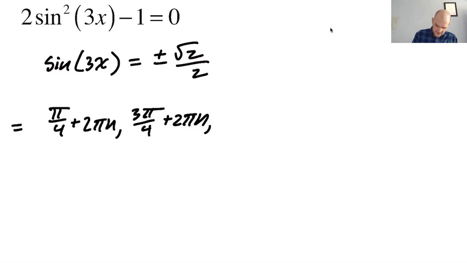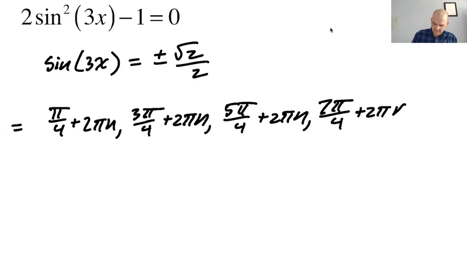I'm going to keep going this way, I guess. 5 pi over 4 plus 2 pi n. And then 7 pi over 4 plus 2 pi n. So it's like, there's a lot of those. And then we'll do n as an element of the integers at the end.